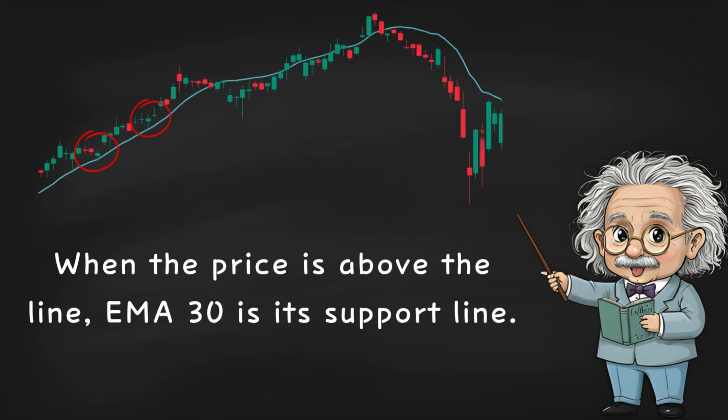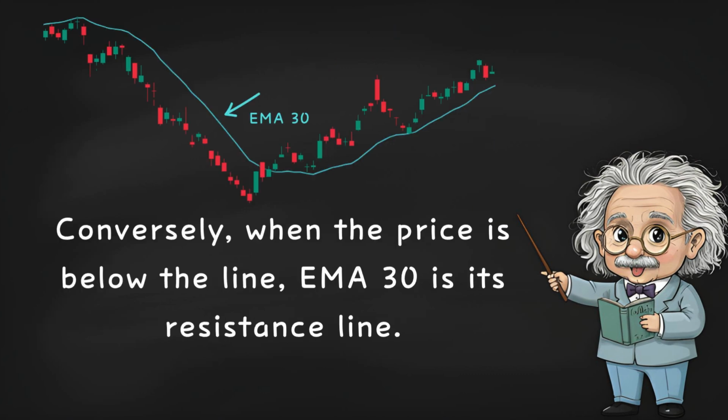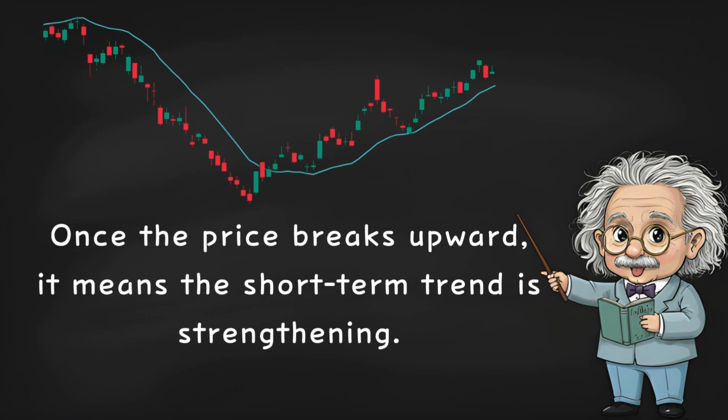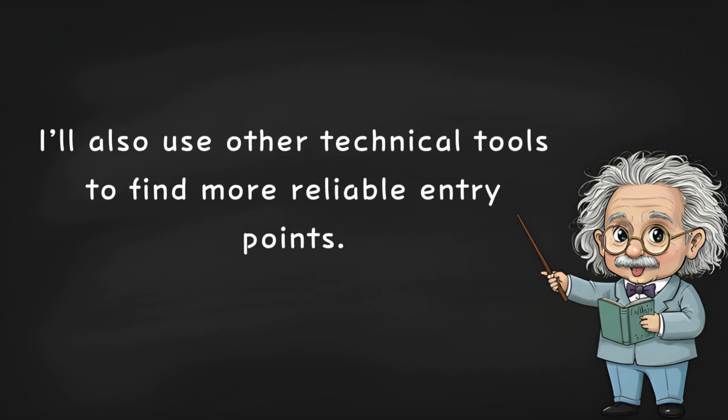When the price is above the line, EMA 30 is its support line. Once it breaks down, it means the short-term trend is weakening. I should reduce my position or exit. Conversely, when the price is below the line, EMA 30 is its resistance line. Once the price breaks upward, it means the short-term trend is strengthening. Of course, it doesn't mean you can buy immediately after the breakout. In practice, it's not that simple. I will also use other technical tools to find more reliable entry points.